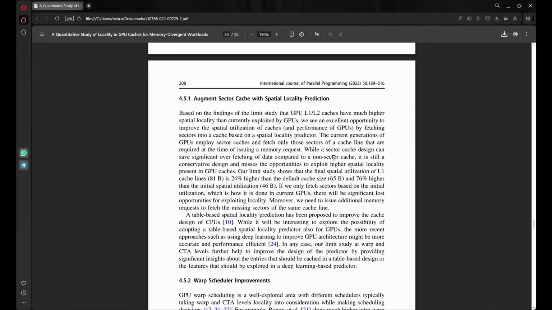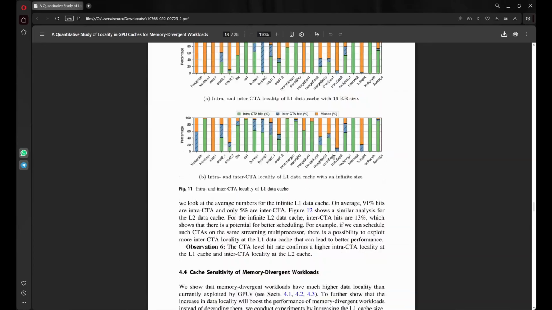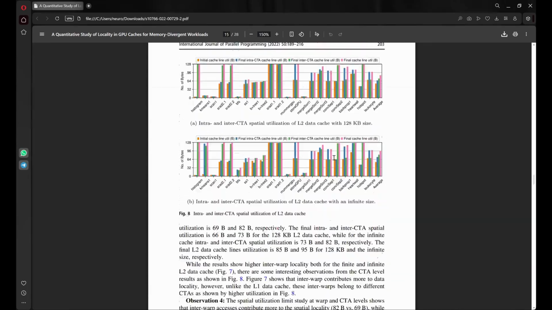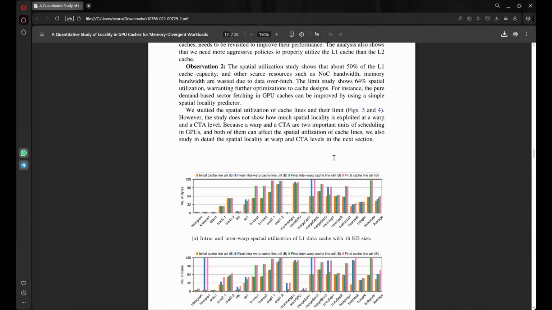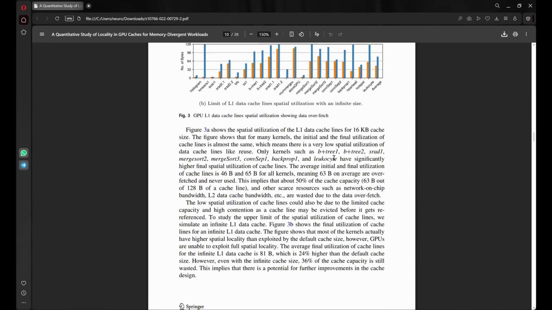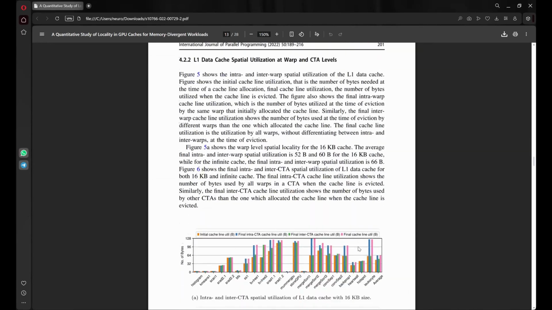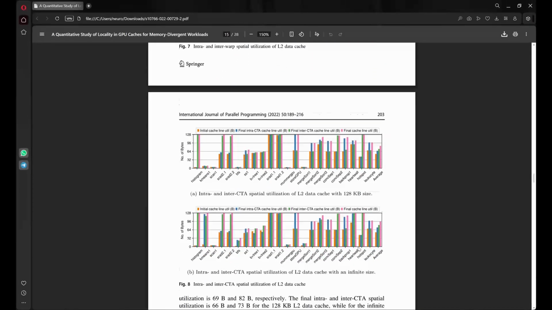So if you didn't use sectors, you would bring the entire 128 byte cache line into cache, and that might be a gross overfetch because half of the bytes that you're bringing in, as we saw earlier in the experiment with the 50% of the L1 over here I believe. Yeah, so 50% of cache capacity is not used with current cache line fetching. Right.